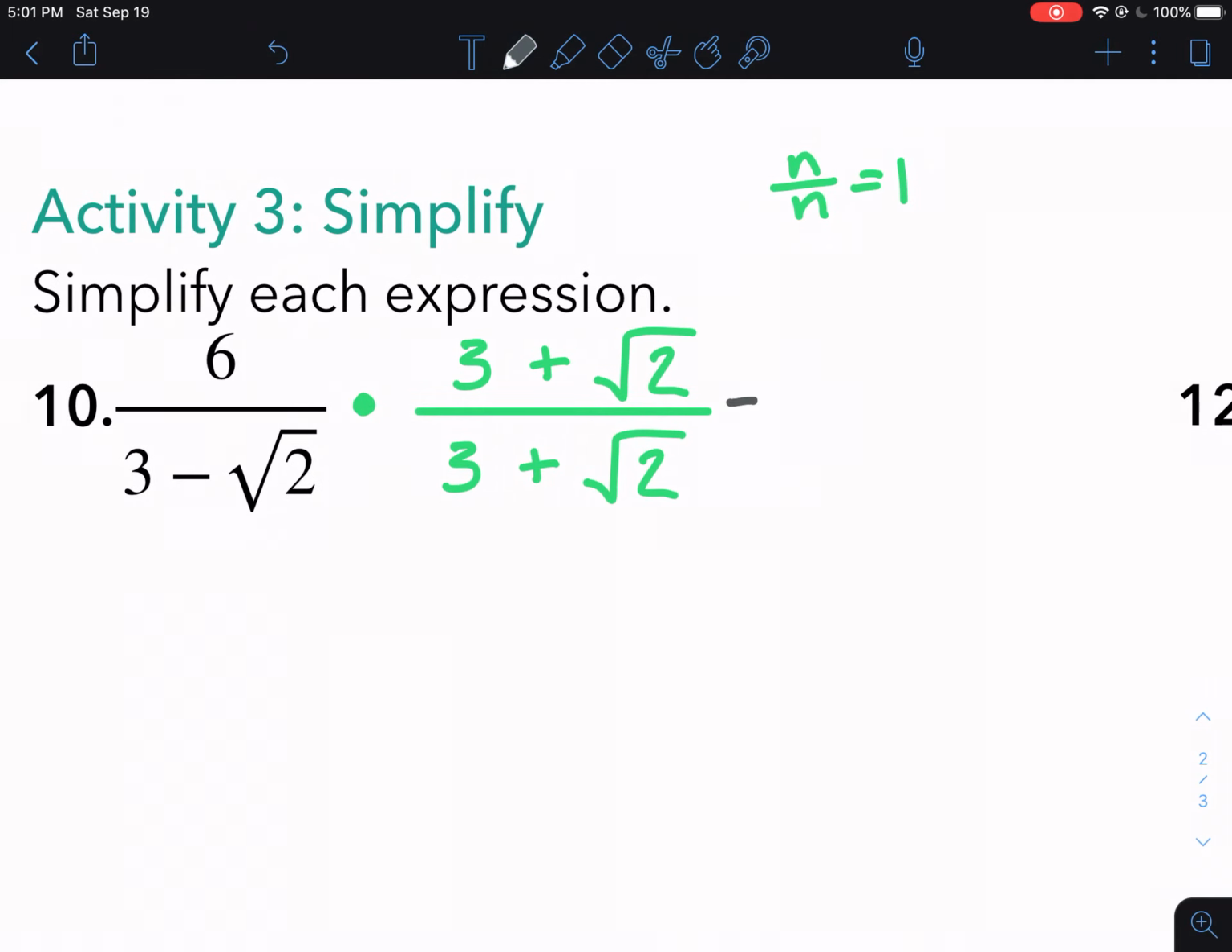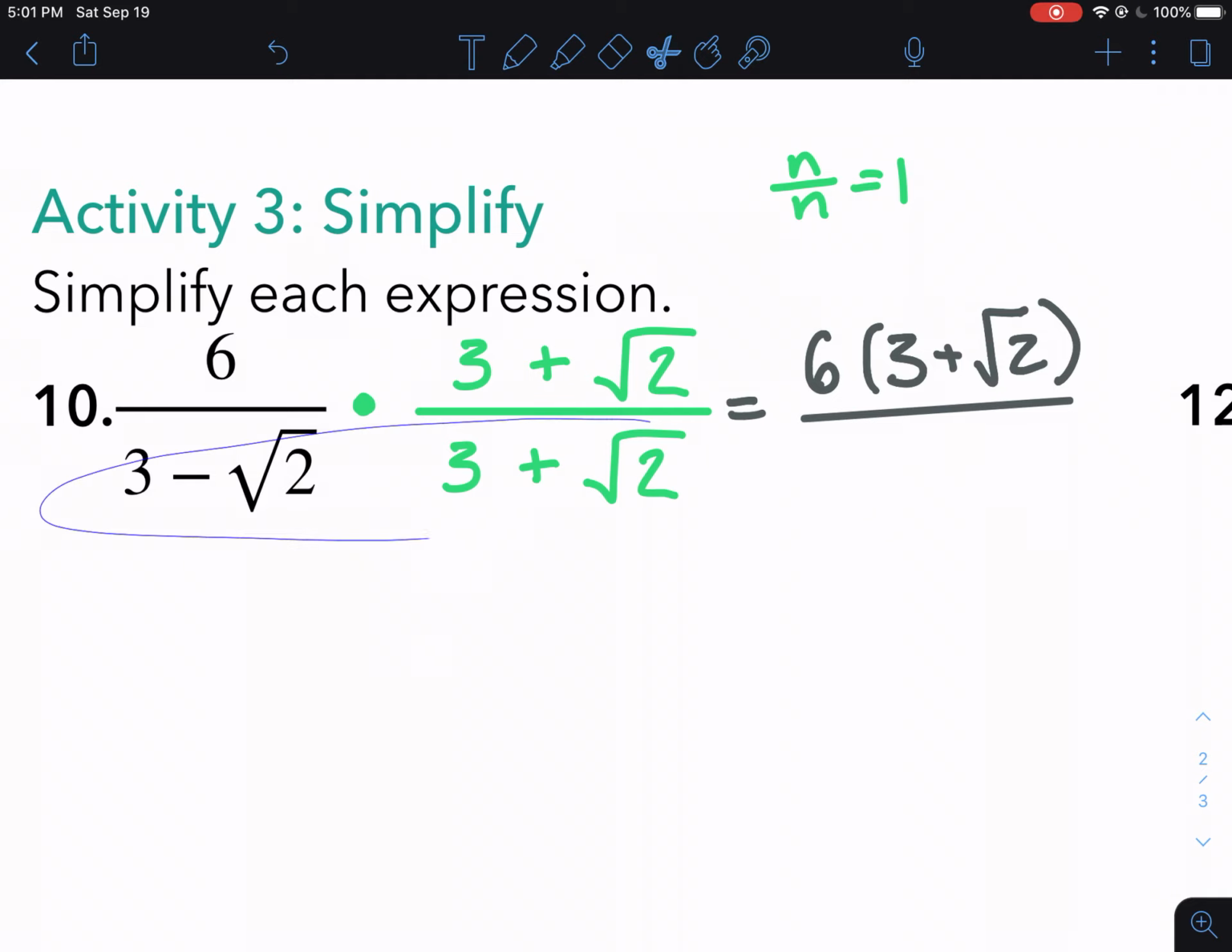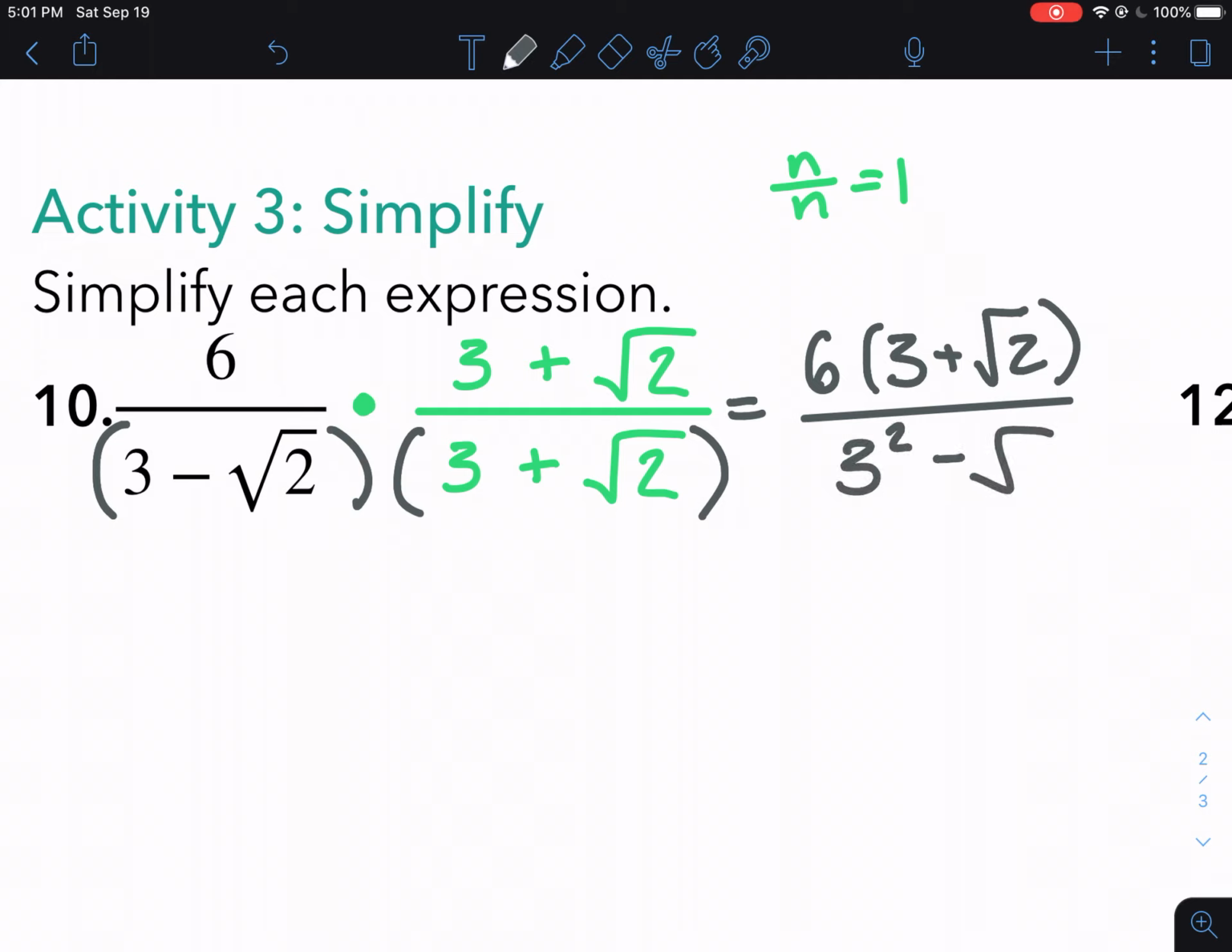Okay. Up on top, 6 times 3 plus rad 2. I'm going to leave that alone for now. 6 times 3 plus rad 2. Awesome. But on the bottom, we have a difference of squares pattern. Yes, because we have 3 minus rad 2 times 3 plus rad 2. So that's going to be the same thing as 3 squared minus rad 2 squared.